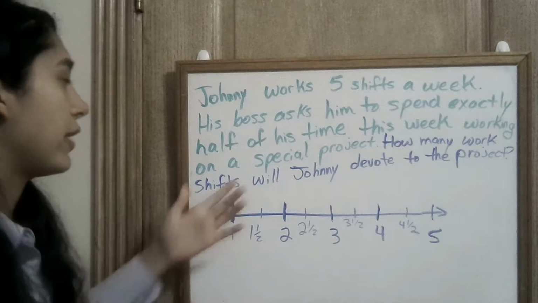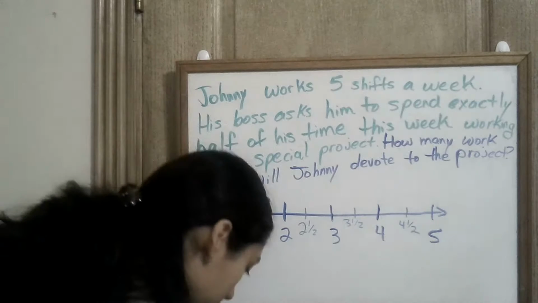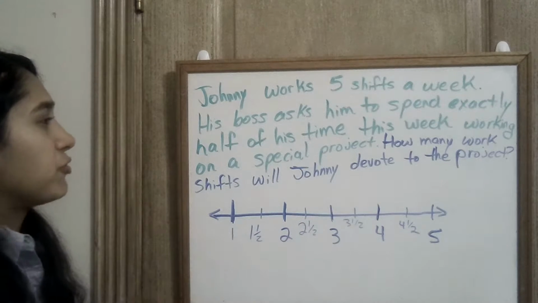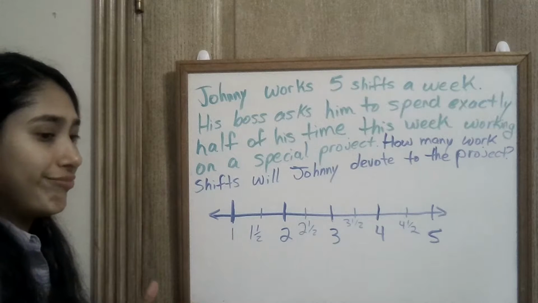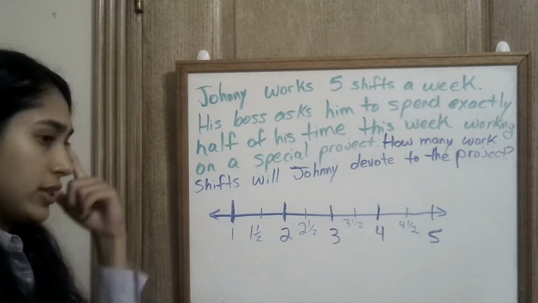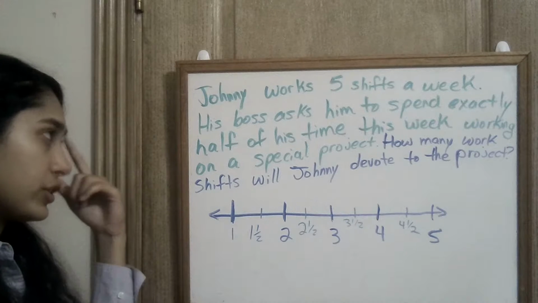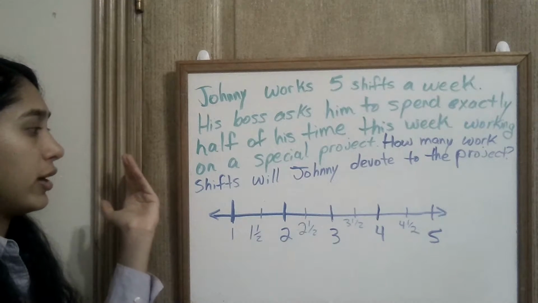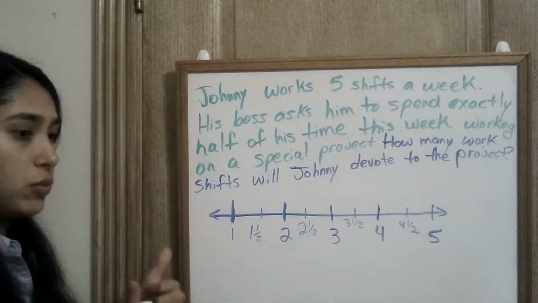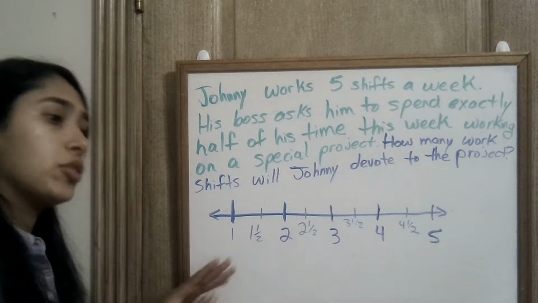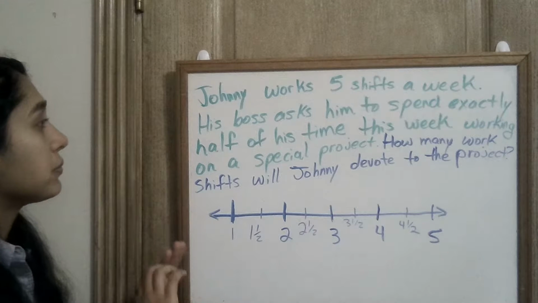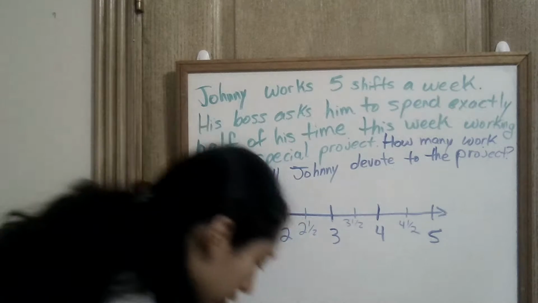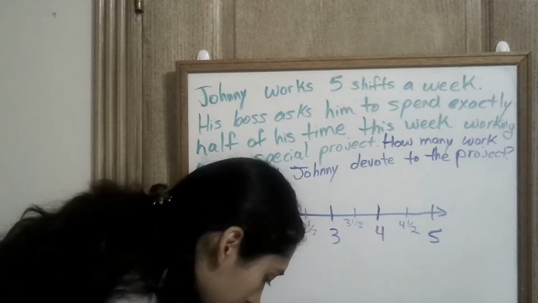Okay, so we're talking about 5 shifts. Since these are very easy numbers, I think all of you can just do the mental math and say, oh, 5 shifts, half of the time, 5 divided by 2 is 2.5. Woohoo! But let's just go through the motions, because we might get uglier, nastier numbers in the future. So let's go ahead and do this.